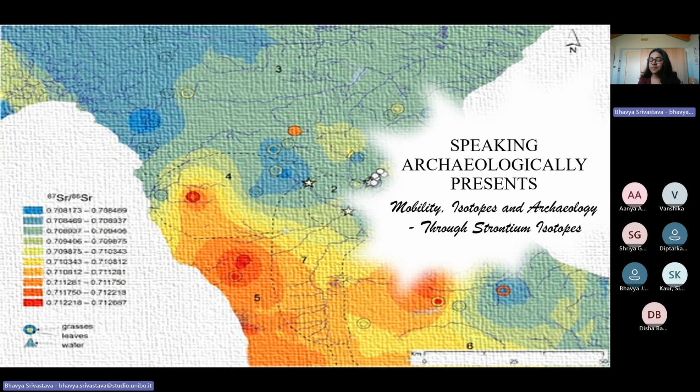So when we talk about isotopes, for the sake of mobility, a number of isotopes can be analyzed. But to make the talk more coherent, to make it easier to understand, we will be focusing only on strontium today because strontium has a lot of potential to offer in archaeology and some very interesting case studies that will help us understand how this entire procedure works and how it can be applied.